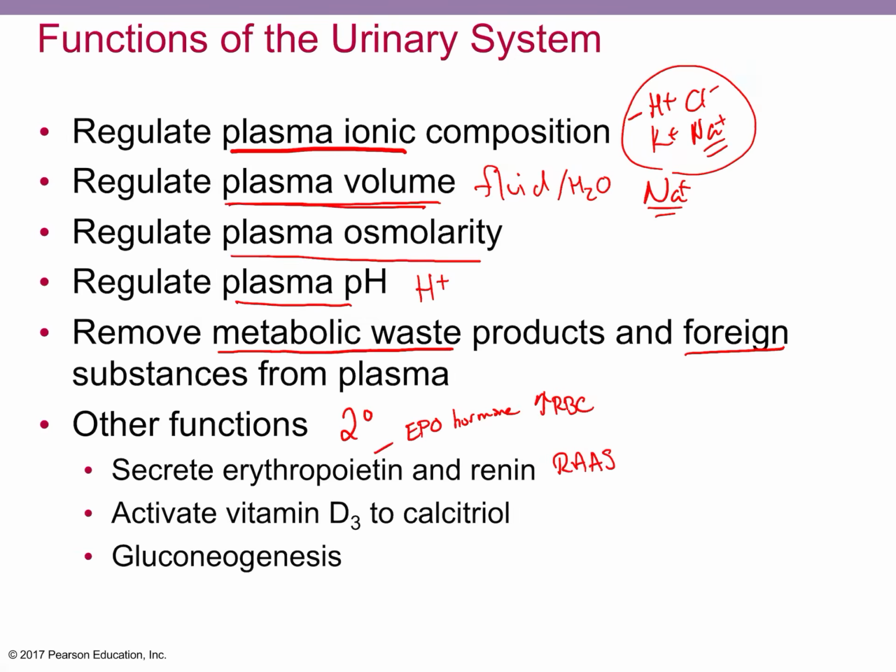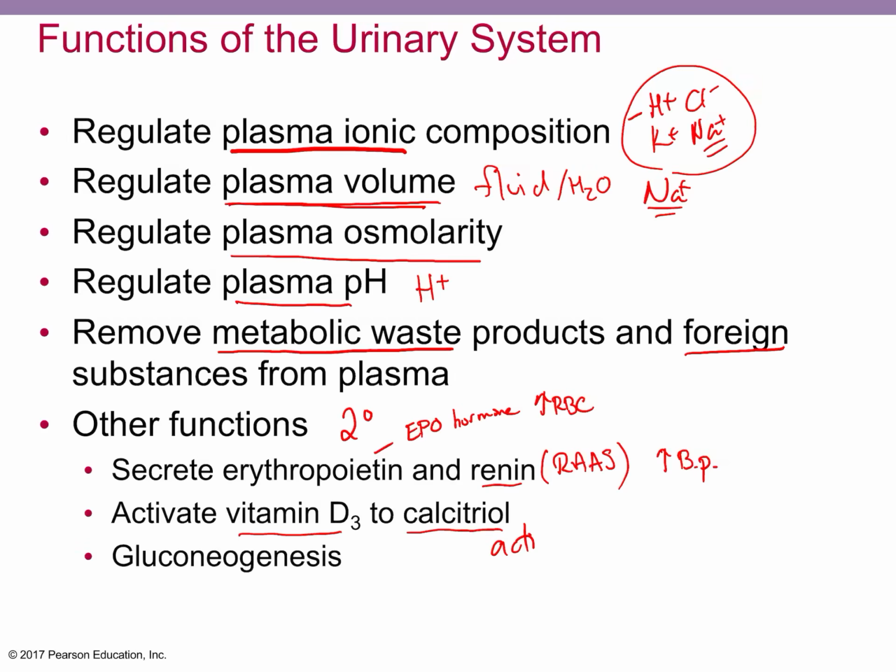And then renin is not a hormone, although a lot of times it's called a hormone, but it's going to be involved in something called the RAS, renin-angiotensin-aldosterone system, and that will be talked about next chapter too. But renin is going to increase your blood pressure, okay?